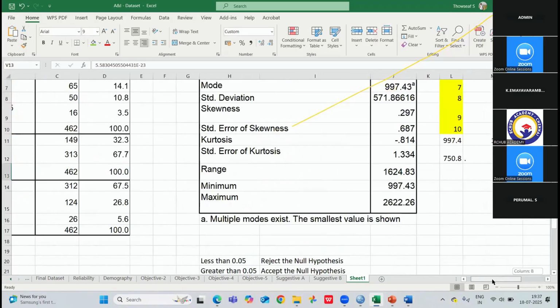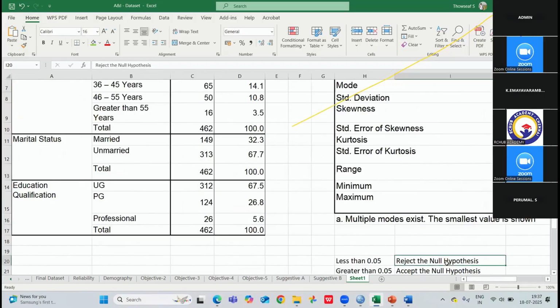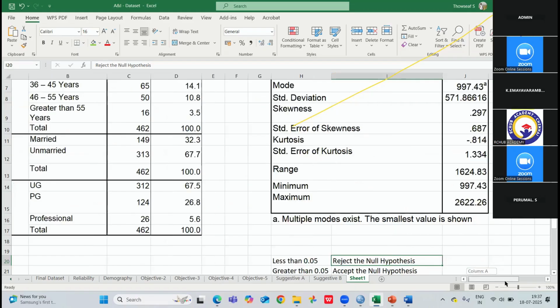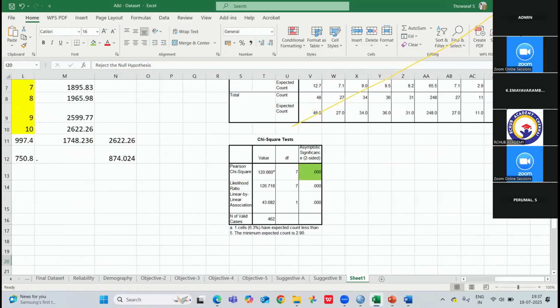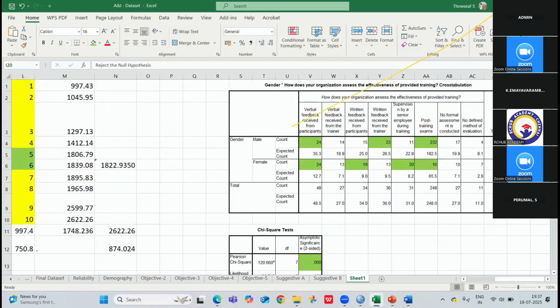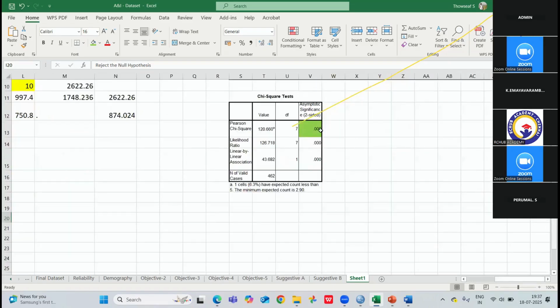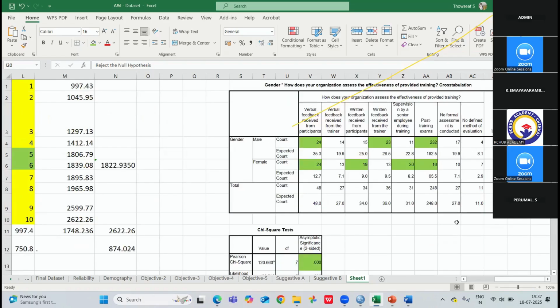So when it comes to chi-square, not just chi-square, if the significance value is less than 0.05, it is understood that your null hypothesis is rejected. If the null hypothesis is rejected, what is the alternative hypothesis? There is significant association between the male and female opinion with respect to the measurement of effectiveness of the training program. So this is how we have to measure or interpret the chi-square test.